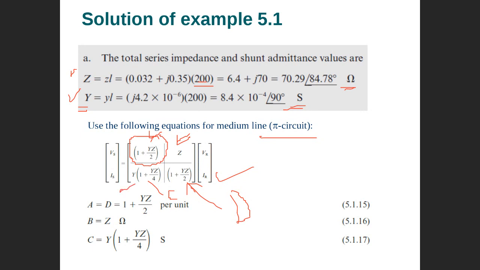Just calculate them. So you need a calculator that has to work with complex numbers. Z is a complex number, Y is a complex number. That's what you will do in the final exam, you will use your calculator. So make sure that your calculator works with complex numbers, not a simple calculator. Then you will find the A, B, C, D parameters. Easy, very straightforward.